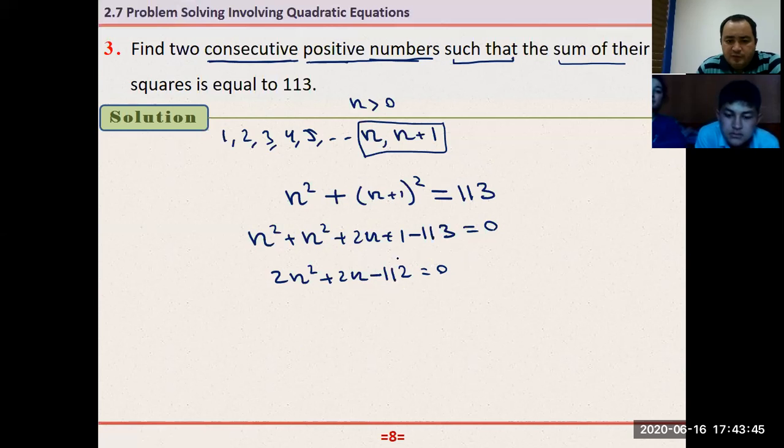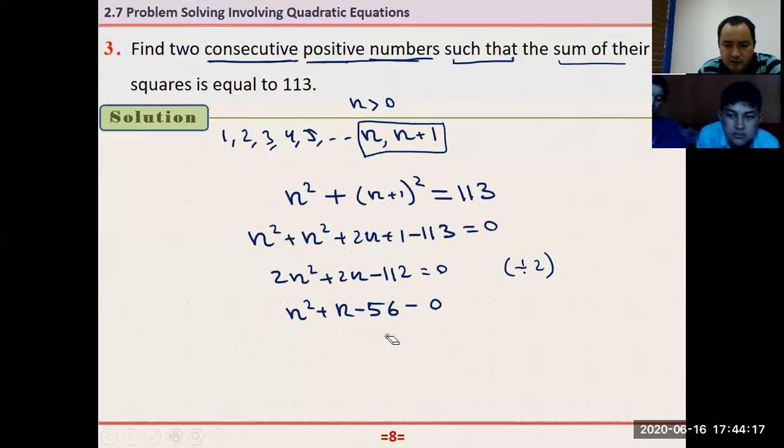Okay. And before solving this, just always make sure that is it possible to simplify further. As here, all coefficients are divisible by 2. I can simplify this further by dividing by 2, right? If you divide this by 2, here we have n squared. Divide by 2, here we have n. Divide by 2, 56. 56 is equal to 0.